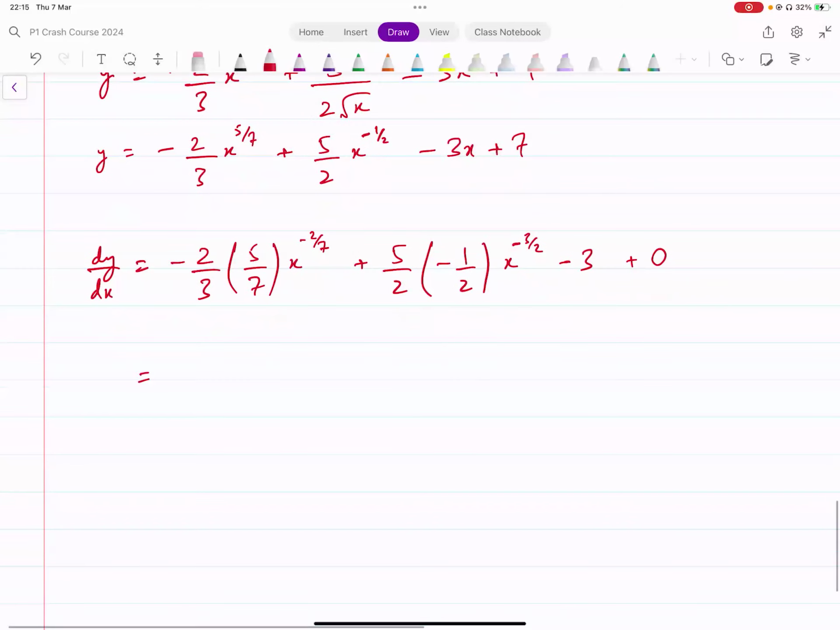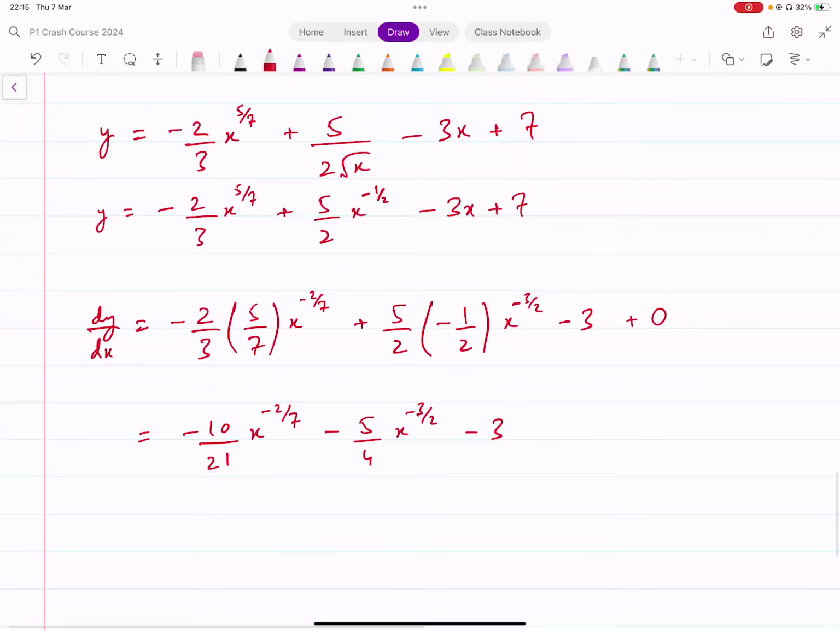Now you can simplify this, and that gives you minus 10 over 21 x raised to power minus 2 over 7 minus 5 over 4 x raised to power minus 3 over 2 minus 3. That's the derivative that we were looking for. So if you have multiple terms like this, you just find the derivative of each term separately like this. Is that okay? Any questions, any problems? Let me know. We're just going to end with this if there are no problems.